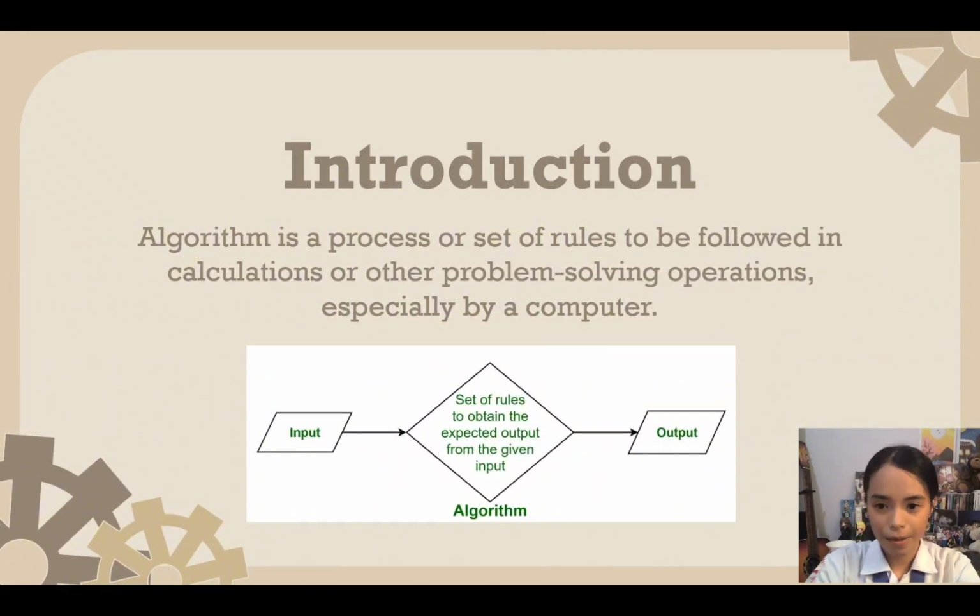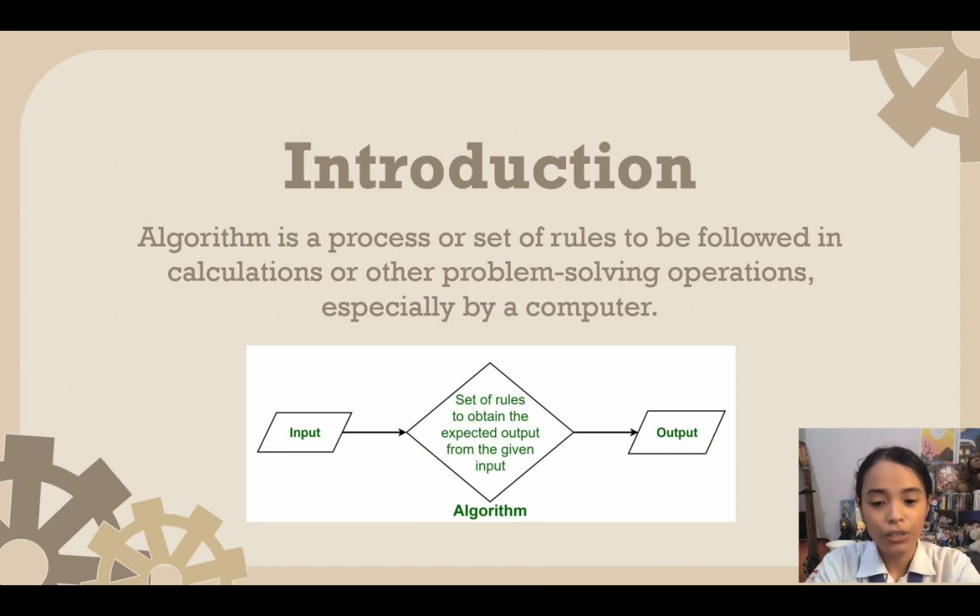Next is algorithm. An algorithm is a process or set of rules to be followed in calculations or other problem-solving operations, especially by a computer. When we talk about an algorithm, we're essentially talking about a set of rules or instructions that guides the computer through a particular problem-solving process. It's like a recipe that a computer follows to perform calculations or solve problems. The picture below is an algorithm.